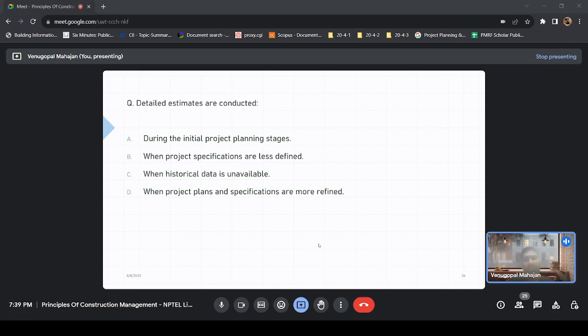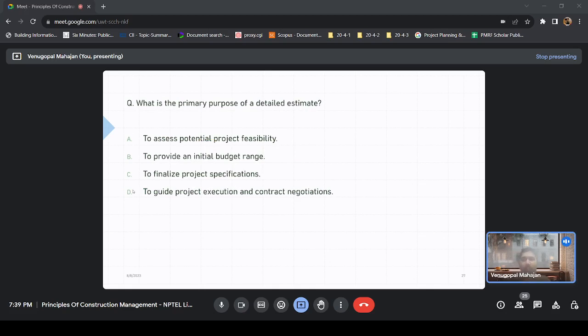Detailed estimates are conducted, when are they conducted? Initial planning stage, no. Project specifications are less defined, you can't go into detail with less, right? Historical data is unavailable, it is an estimate. When project plans and specifications are more defined. Okay, D is correct.